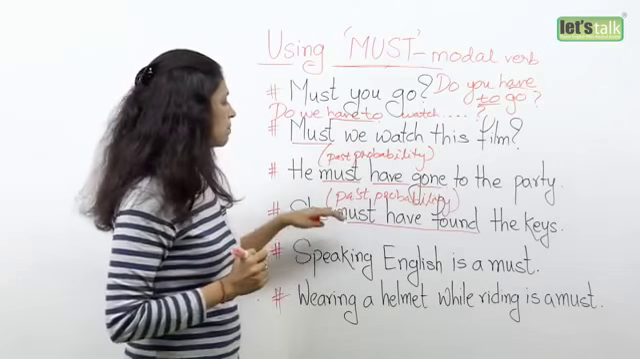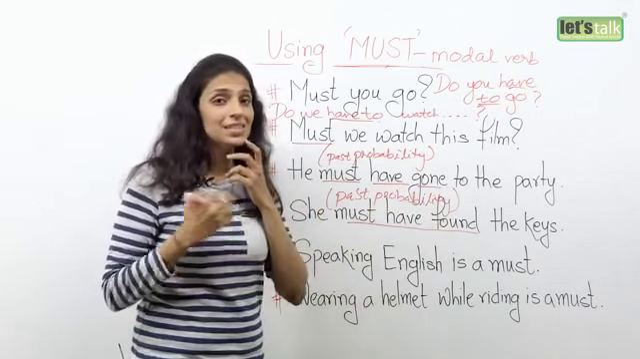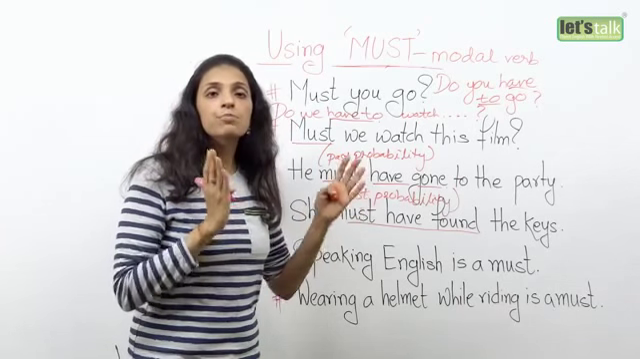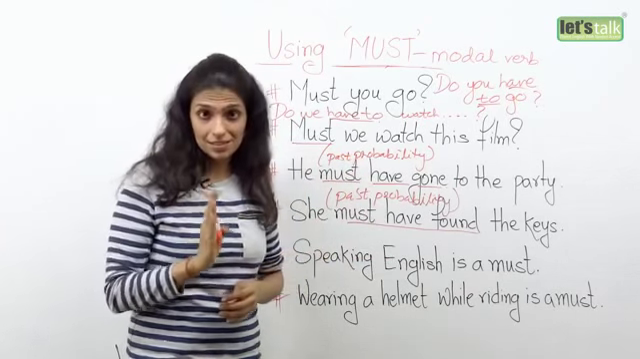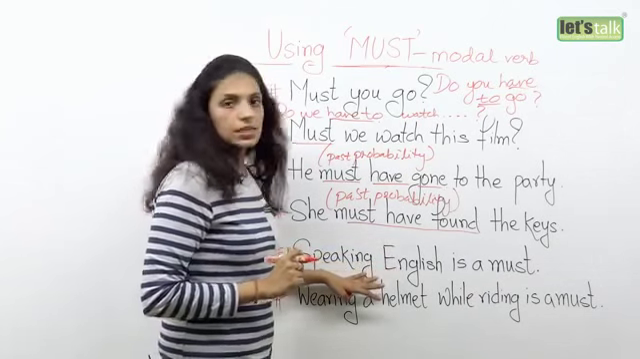So remember, when you use must with the past participle, must have gone, must have found, must have done, must have met, it is a past probability. You're not sure, but yes, there is a probability. Now let's take a look at the next one.